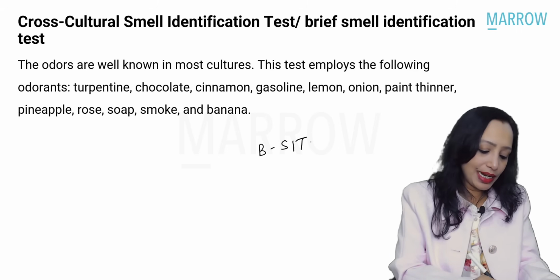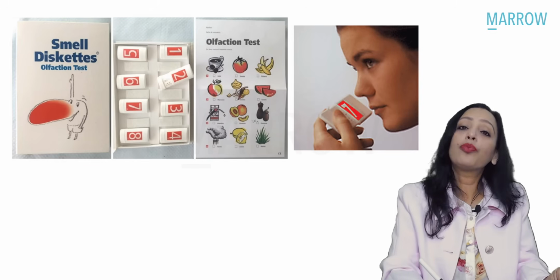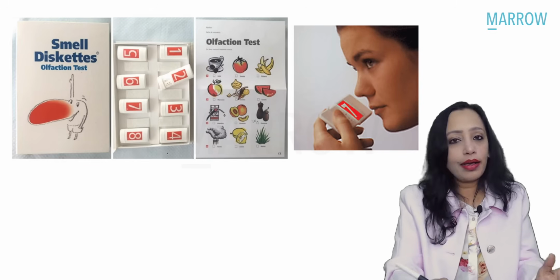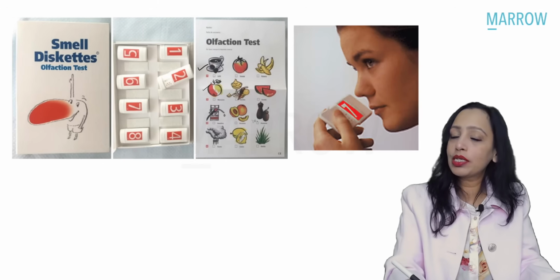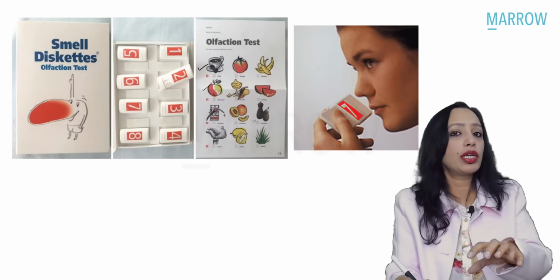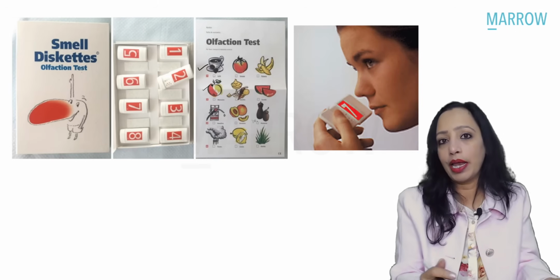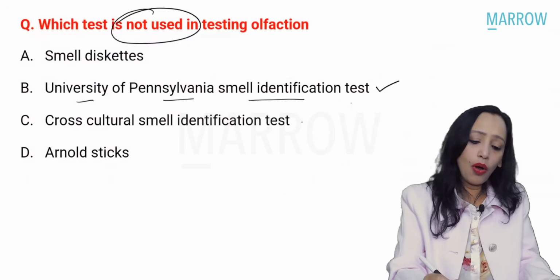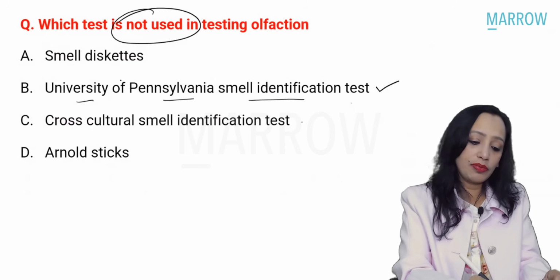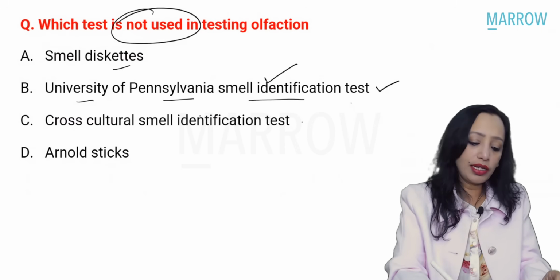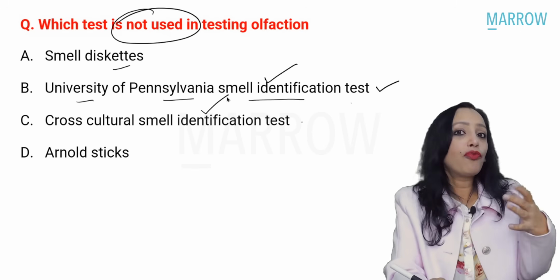And what is smell diskettes? The name itself tells, they are small smell discs. Yes, they are a group of 8 that are provided in one pack. And again, the patient is supposed to smell and identify among the 4 options, among the 4 multiple choice questions, which is matching most closely to the smell that he feels he is smelling. So all these tests, even if you do not know the names of these tests, the smell diskettes, the smell identification test, tell you that yes, this is something for testing smell.